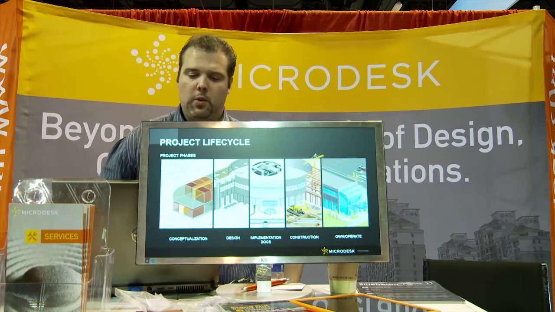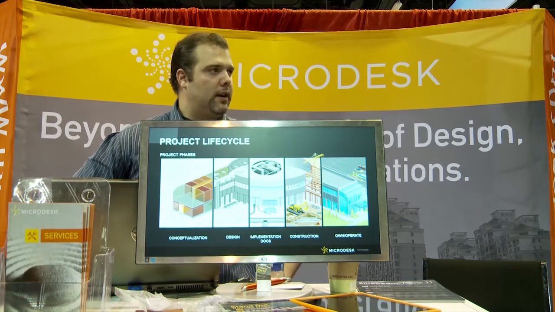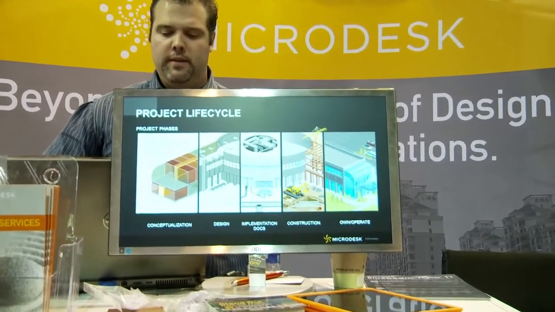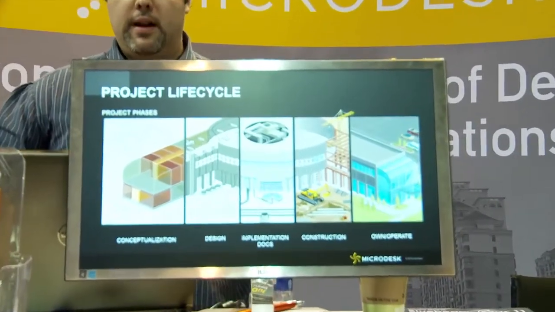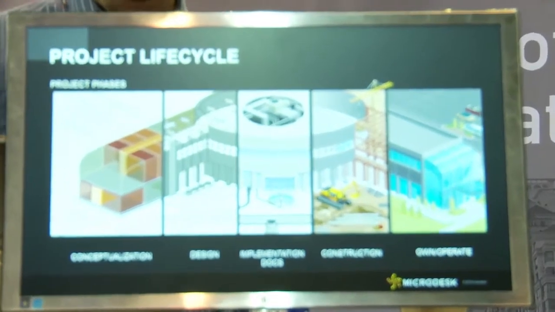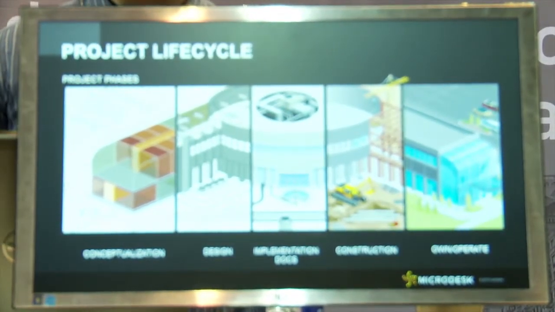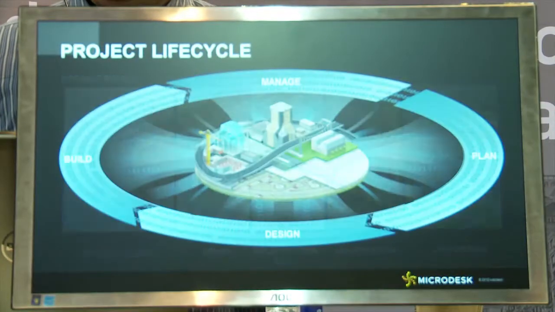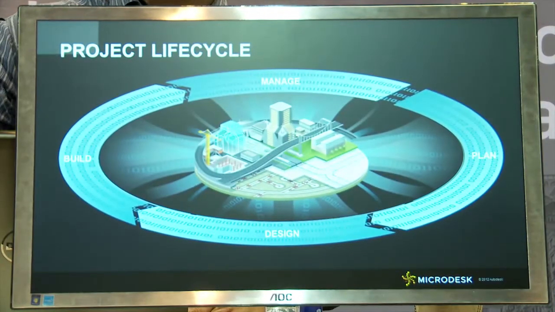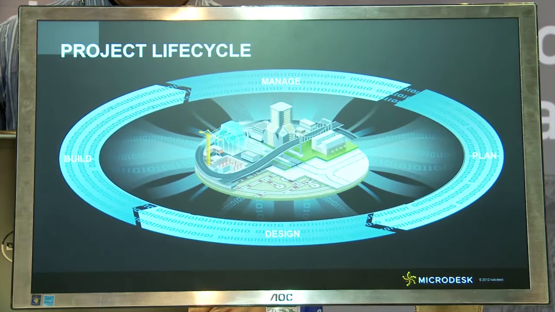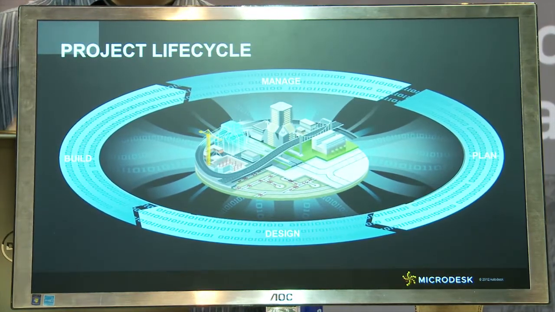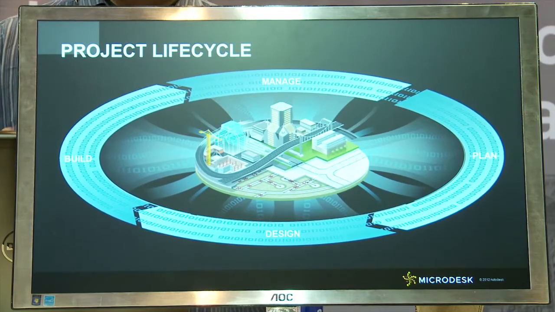So in terms of project lifecycle, one of the things you want to start doing early on, once you start developing a BIM model, whether it's for conceptualization, going through design, through implementation documents, construction, and all the way to FM, is to be able to circulate that data throughout. And one of the things you can do is incorporate that for many different levels and processes, such as coordination.